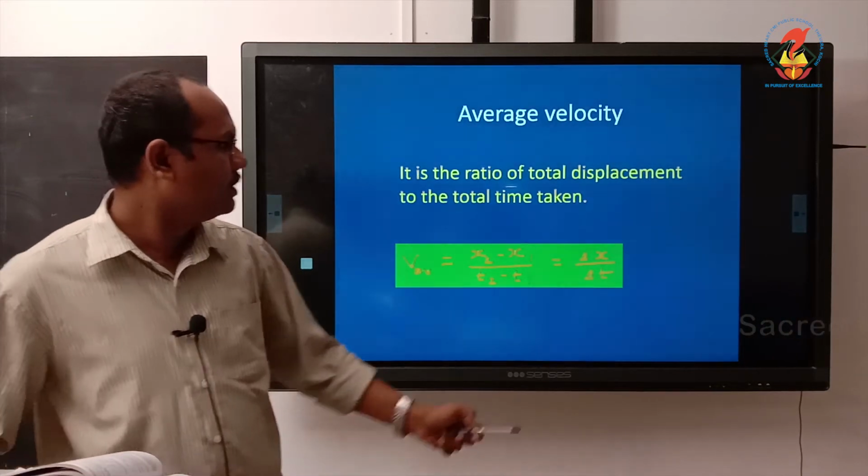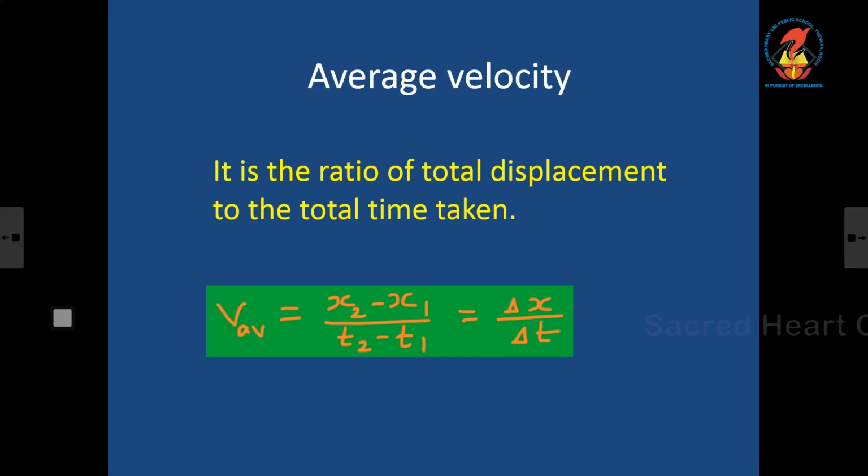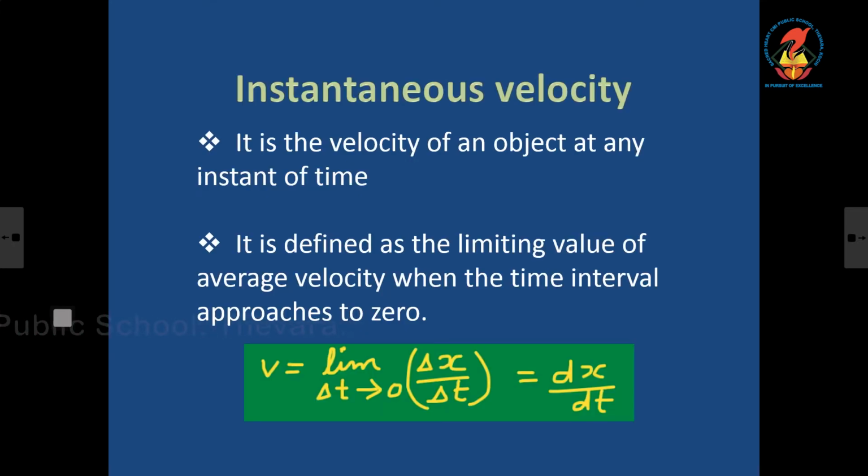This triangle sign is called delta. Delta x by delta t. So delta x means x2 minus x1, final position minus initial position, and delta t means t2 minus t1, final time minus initial time. We will get the time interval. Okay, so that is how we find the average velocity.